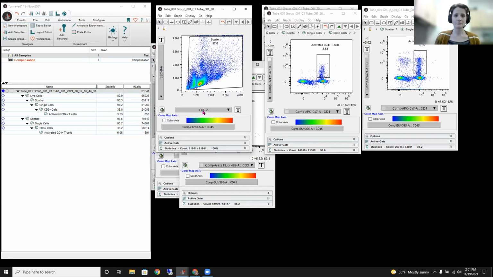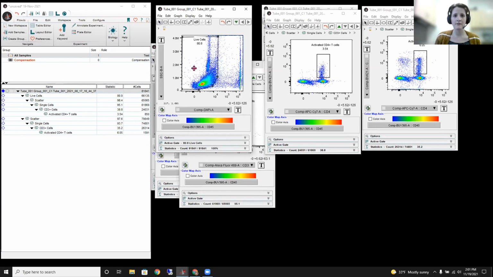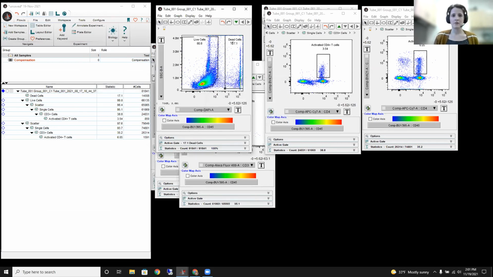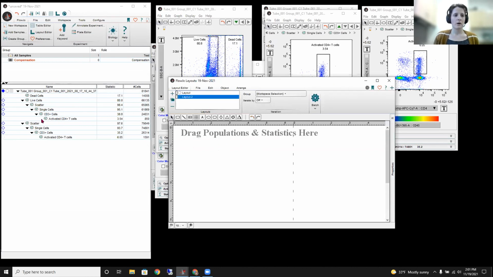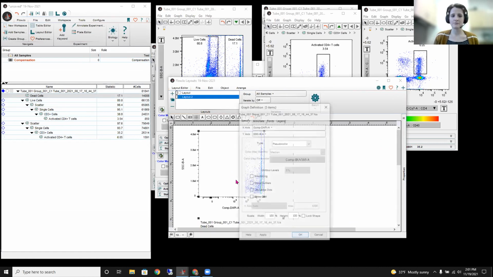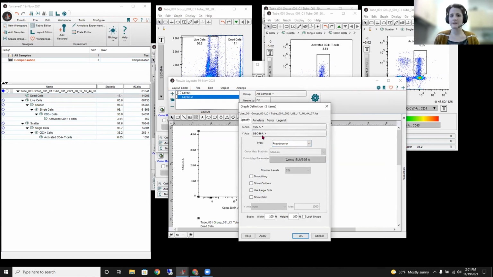Using this same file, we have our DAPI negative live cells right here. And then I'm just going to create a rough gate for my dead cells. Okay, so we have our dead cells and we have our live cells. When we open up the layout editor, I'm going to take these dead cells and drag them in. I'm going to double click on this plot right here and change the x-axis to forward scatter area. And the y-axis, I'm going to keep at the side scatter off the blue.